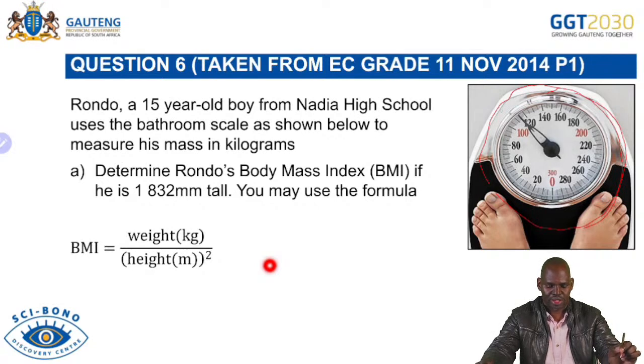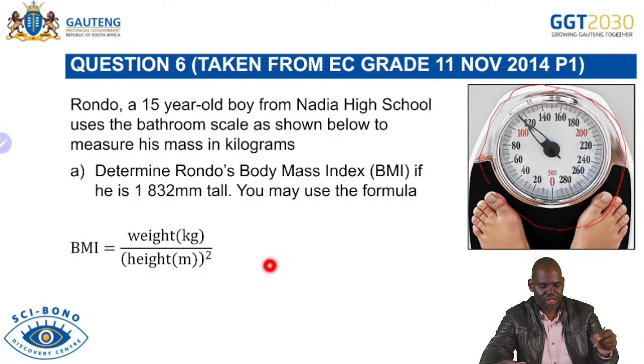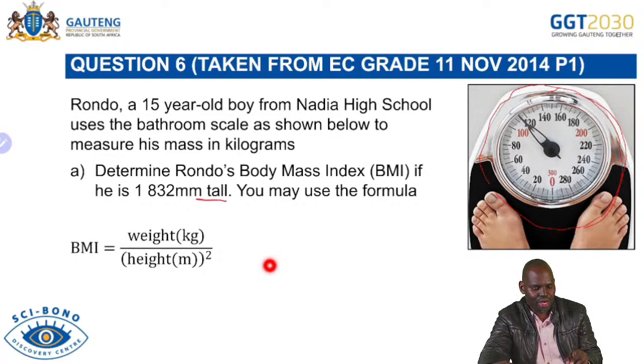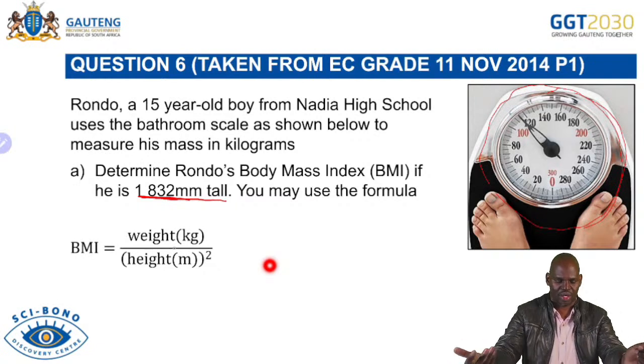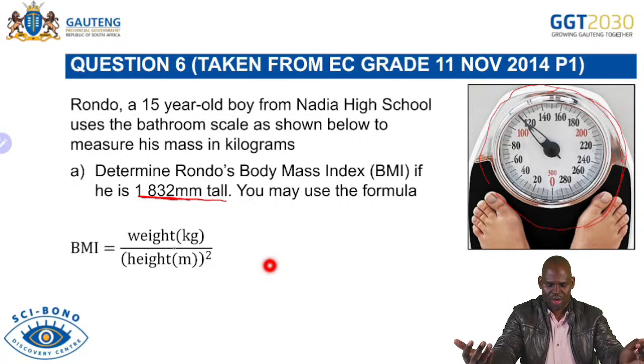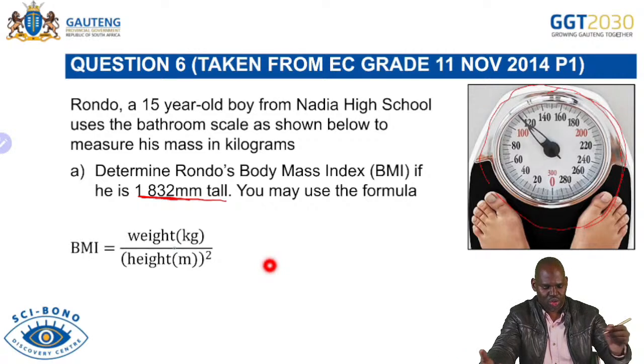Determine Rondo's body mass index, BMI, if he is 1,832 millimeters tall. You may use the formula BMI equals weight in kilograms over height in meters, and then we square it. Then now you have to check. You say, now wait a minute. Do I know the value of the weight?